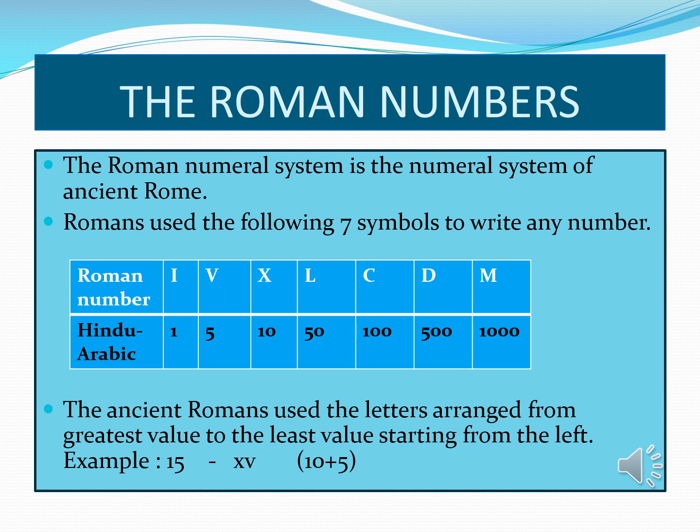Which are the symbols they used? Capital I they used to represent 1, capital V to 5, and capital X is used to represent 10, and capital L to represent 50, capital C for 100, capital D for 500, and capital M is used to represent 1000. The ancient Romans used the letters arranged from greatest value to the least value starting from the left.